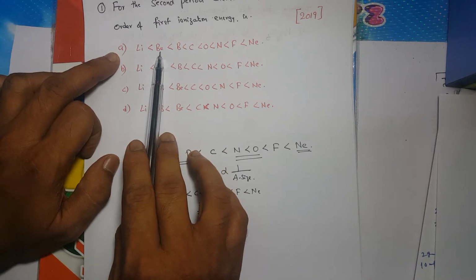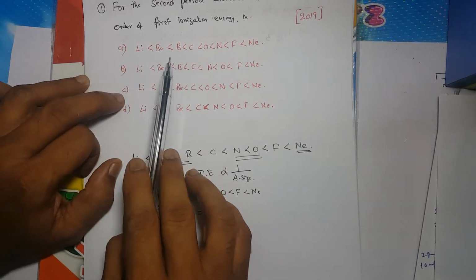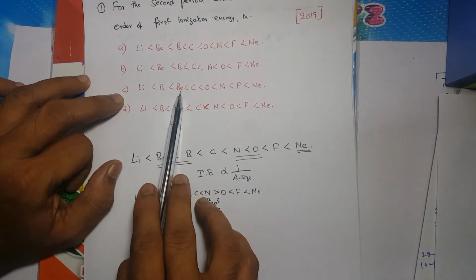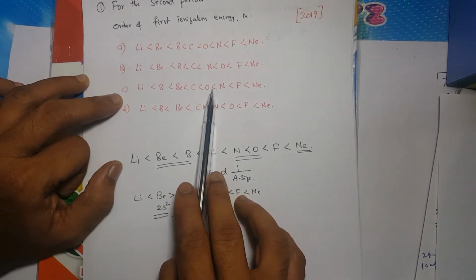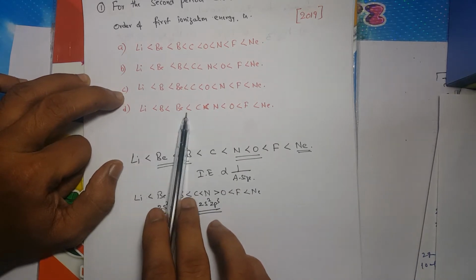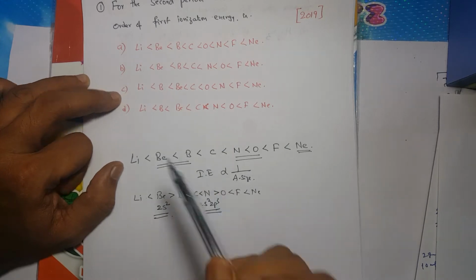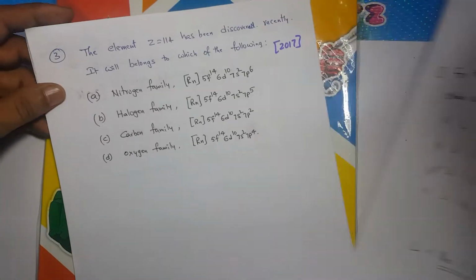Okay, see the first option, lithium, beryllium, boron. Beryllium has higher ionization energy than boron, so it's wrong. The second option is also the same, it's wrong. Third option, yes, beryllium has higher ionization energy than boron, and the next one, nitrogen also has higher ionization energy than oxygen. Yes, this order. Then see the fourth one: here nitrogen has less ionization energy than oxygen. It is wrong. That's why the answer is the third one. So it is a very important one, students.